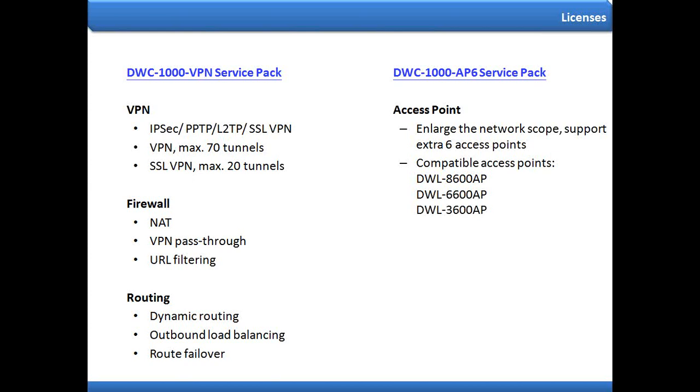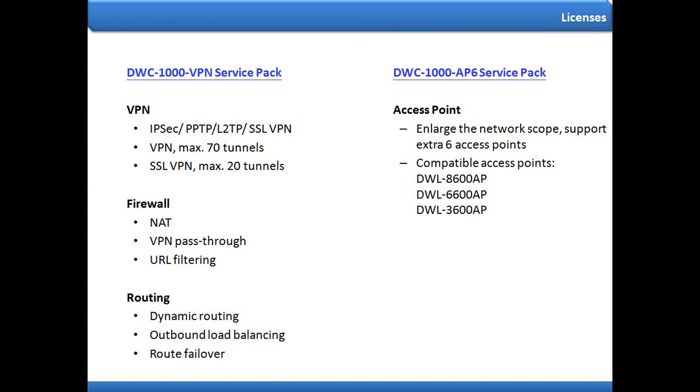With respect to firewall capabilities, once you purchase and install the VPN license, it unlocks NAT capabilities, network address translation, VPN pass-through capabilities, and URL filtering capabilities, meaning you can block URLs to block things like Facebook, eBay, or webmail clients.